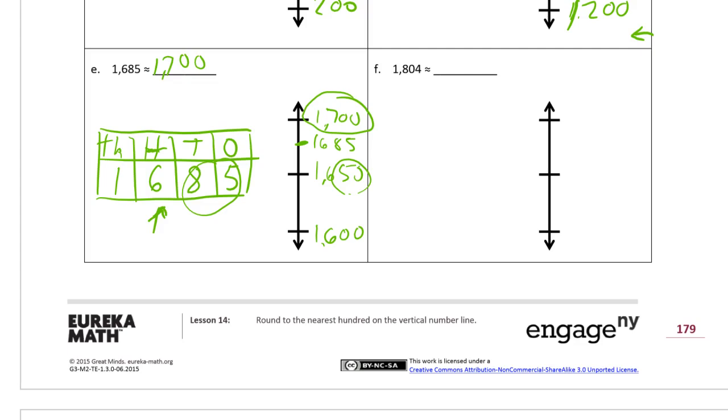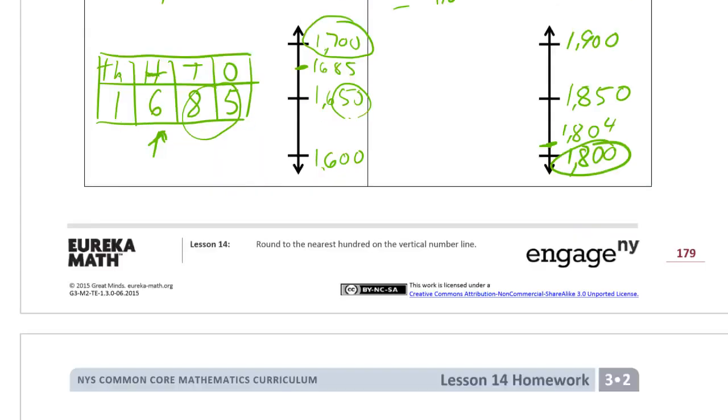And this last one, 1,800 and 1,900. And right in the middle between those is 1,850. And 1,804 is just above 1,800. So it's closer to the 1,800.